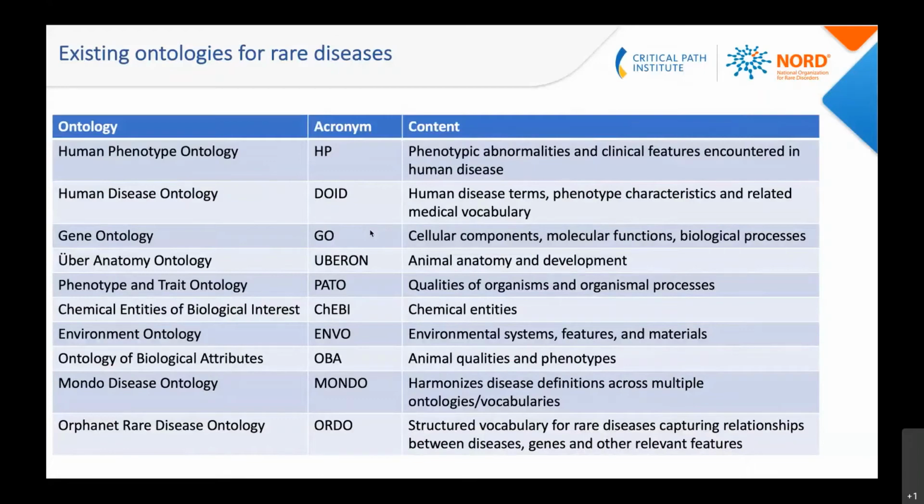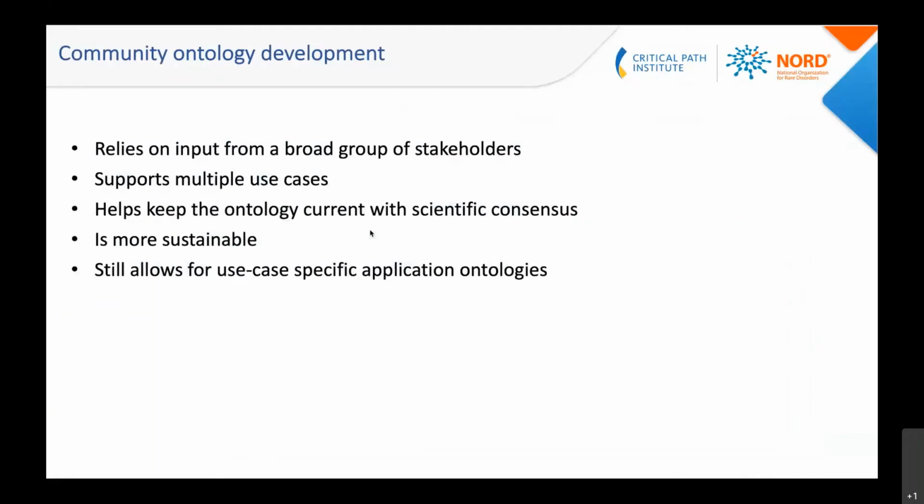What's notable about this list, if you look at the first 8 ontologies, is that these are examples of community ontology development. Community ontology development relies on input from a broad group of stakeholders and supports multiple use cases. So rather than being developed for a specific application, it's developed for a number of different applications. This helps to keep the ontology current with scientific consensus, and it also makes it more sustainable by having multiple contributors. Yet it still allows for use case specific application ontologies.